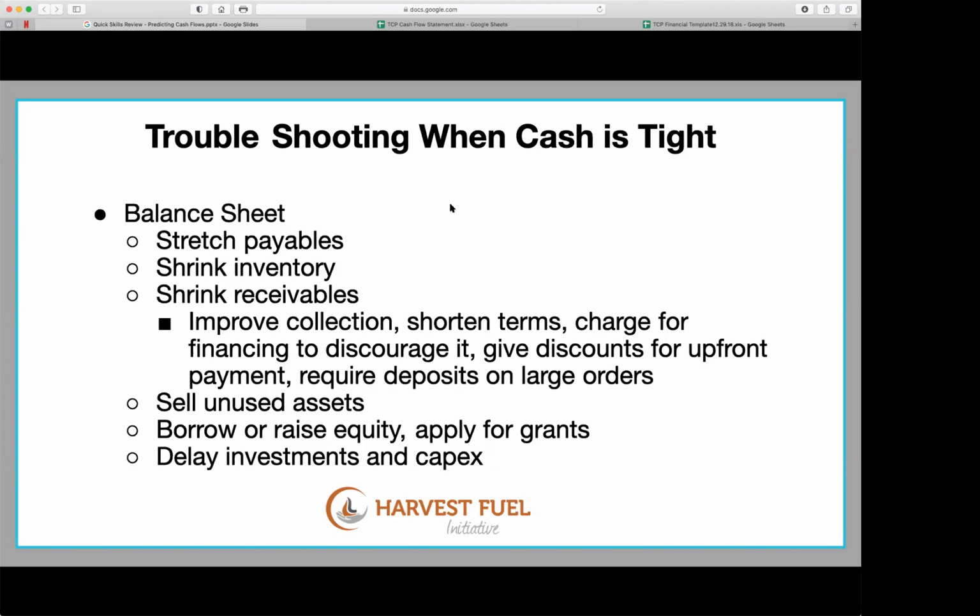Obviously, if you can, you want to borrow, raise equity, and apply for grants. The issue with grants is how long they take. It takes so long, and then it's very competitive, and there's no guarantees. Right now, there's a number of COVID opportunities that I've seen here and there. We try to share them when we see them. Apply for them if you can, because grant money is free money, and you don't have to repay it. So that's a very good thing.